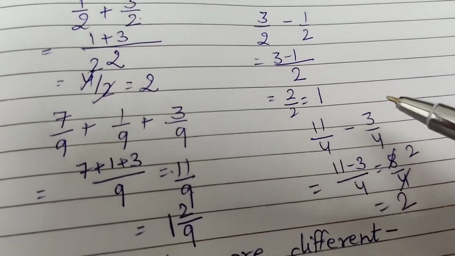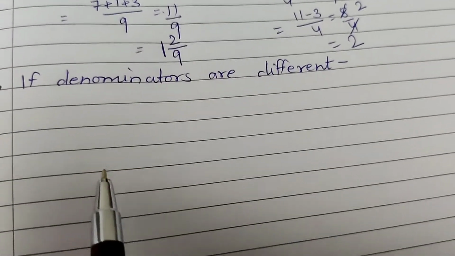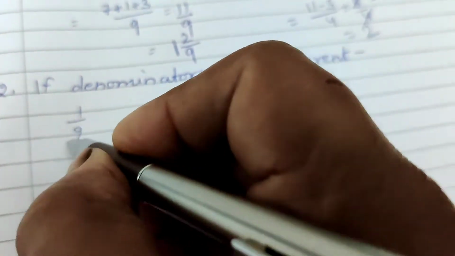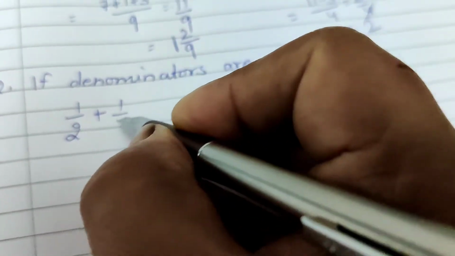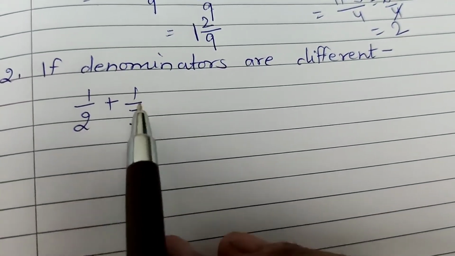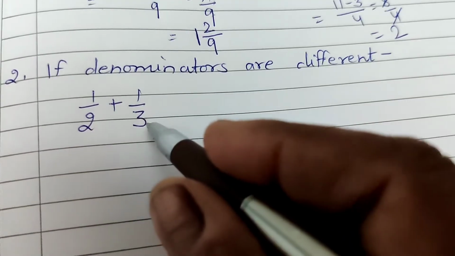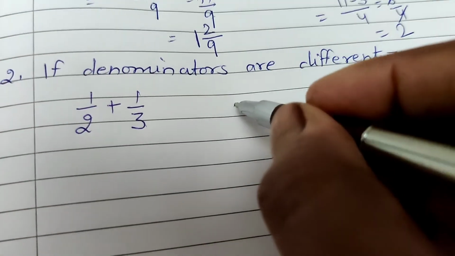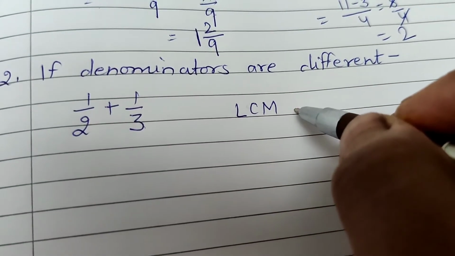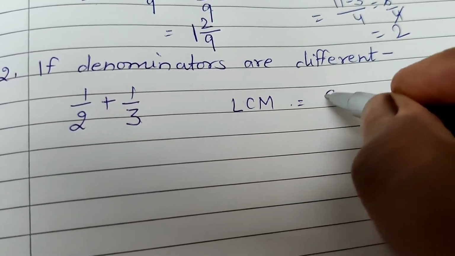But the condition is different when the denominators are different. This is a big problem for the students. Suppose I am adding 1 by 2 plus 1 by 3. The denominators of both fractions are different. Now take the LCM of 2 and 3. First you should know how to find LCM. LCM is the least common multiple. The LCM of 2 and 3 is 6.